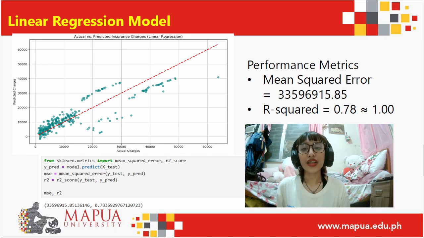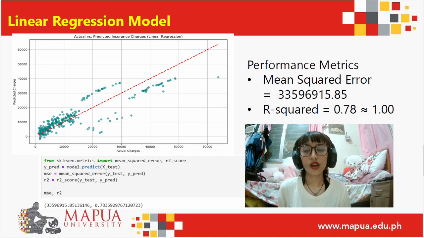To evaluate how well the model performed, we used two metrics. Number 1, mean squared error, which was around 33.8 million, tells us the average squared difference between actual and predicted charges. It means that the model's predictions are, on average, far from the actual values, and the errors, or the differences between predicted and actual values, are quite large.